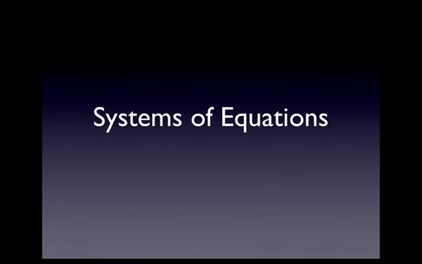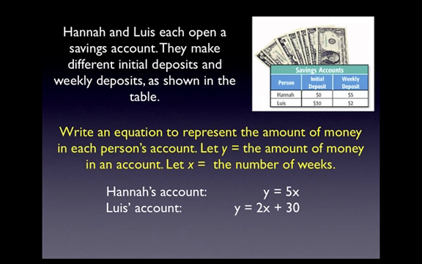Hey, we're looking at systems of equations, and we have a little introduction to that here. Hannah and Lewis each open a savings account. They make different initial deposits and weekly deposits as shown in the table. So let's look at the table.